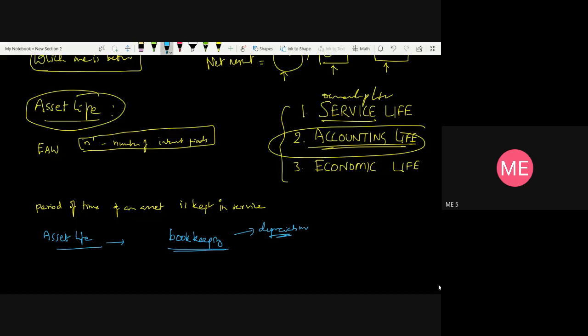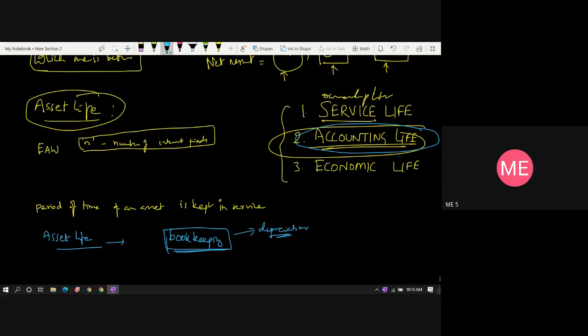It may or may not correspond to the period of usefulness and economic desirability. So it is only for the purpose of bookkeeping and tax consideration that this life is accounted. That is why it is called the accounting life of the asset, where we are entering into the bookkeeping. And economic life is the time period that minimizes the asset's total annual cost.